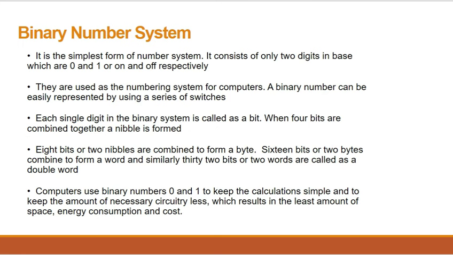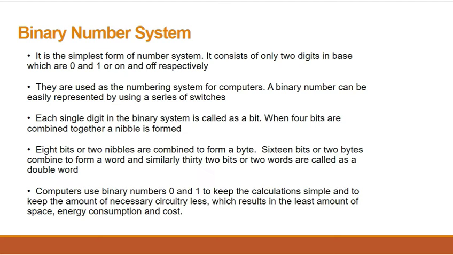Then we have binary number system. It is the simplest form of number system. All the work that is being done in computer systems is done using the binary number system only, and it consists of 2 digits, that is 1 and 0, and it has a base of 2. A binary number can easily be represented by using a series of switches. Either the things are true or the things are false. And in binary number system, each single digit is called a bit. Binary digit, that is bit, right?